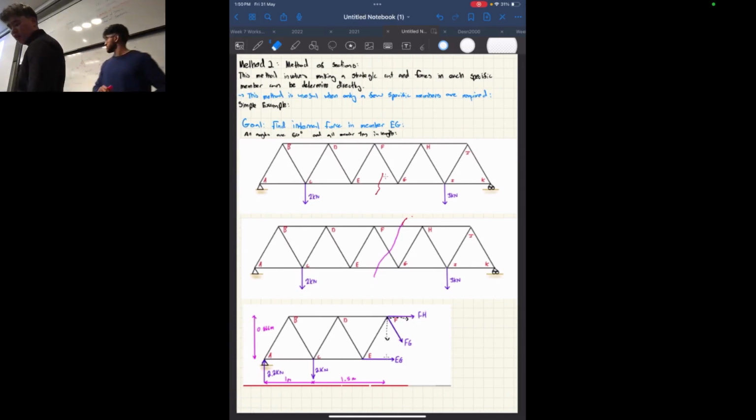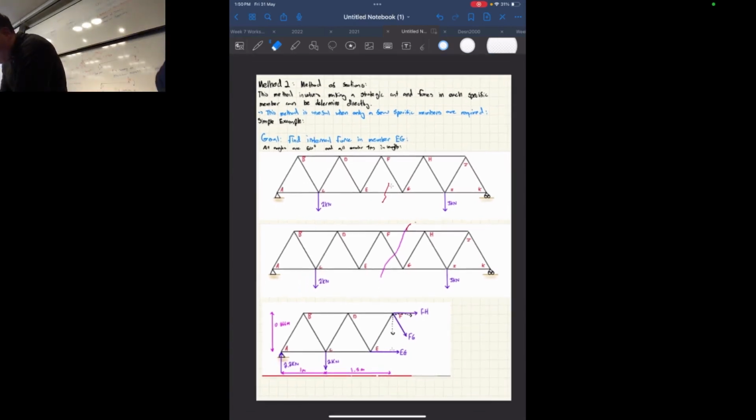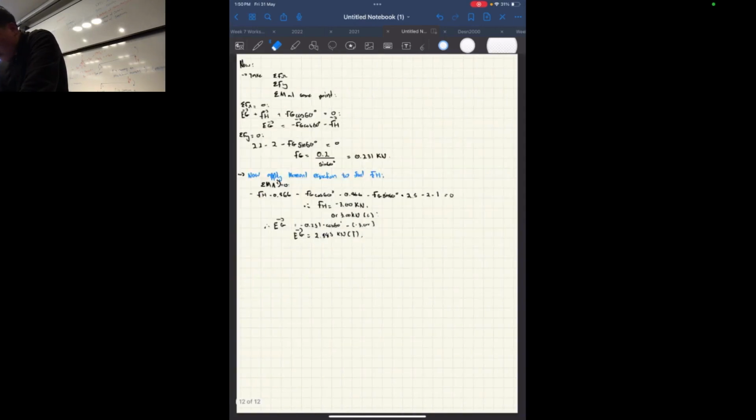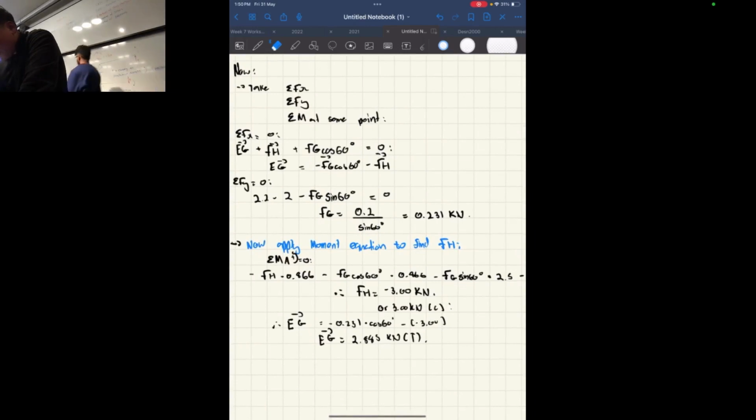You can keep going with method of sections. So now we redraw the diagram. Again, we've got a pin support there and a roller support we found. So we find the external forces from sum of Fx equals 0, sum of Fy equals 0, and sum of moments equals 0. We got 2.2 kilonewtons going up for that joint there. So now we take sum of Fx, sum of Fy, and sum of moments at some point.